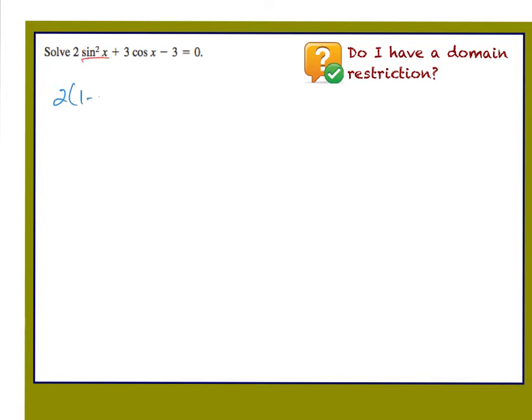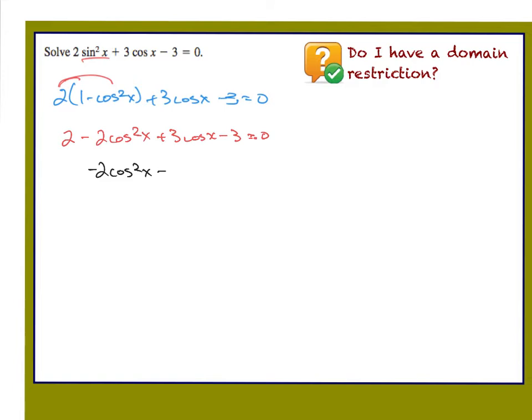So now I have 2 times 1 minus cosine squared. Okay, I'm just replacing it. And then plus 3 cosine x minus 3 is equal to 0. What would you highly suggest I do? Distribute. All right, so now we end up having 2 minus 2 cosine squared x plus 3 cosine, and then still minus 3 equals 0. Now what? Combine like terms. So when I combine like terms, I'm left with negative 2 cosine squared plus 3 cosine, and then what? Minus 1 is equal to 0.